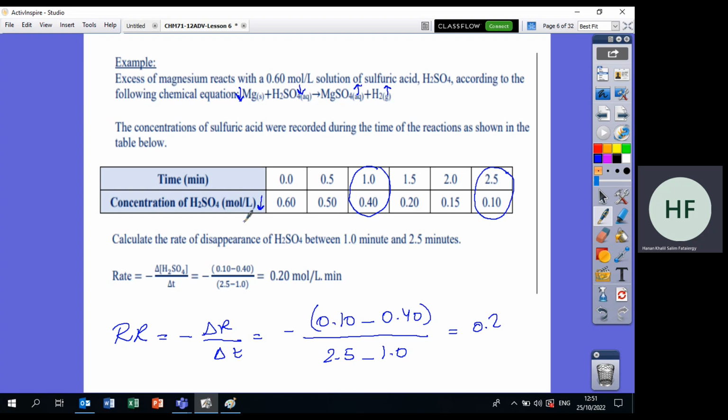Note that mole per liter is the same as capital M. So either you say moles per liter or capital M over minute. If the time is given in minutes, do not change to seconds. Keep it in the unit it is.